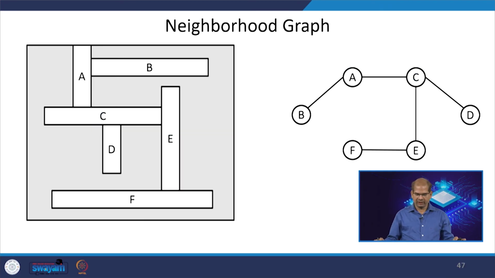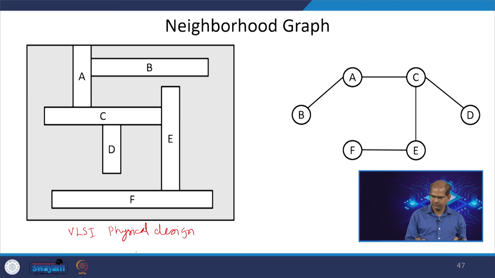Let us say you can have this kind of representation in case of VLSI physical design. This is the placement of the blocks in VLSI physical design. Then the corresponding neighborhood graph will be: A is touching B, so there is an edge between A and B. A is touching C, so there is an edge between A and C. Similarly, you can do it for all other edges. So, this is called the neighborhood graph.